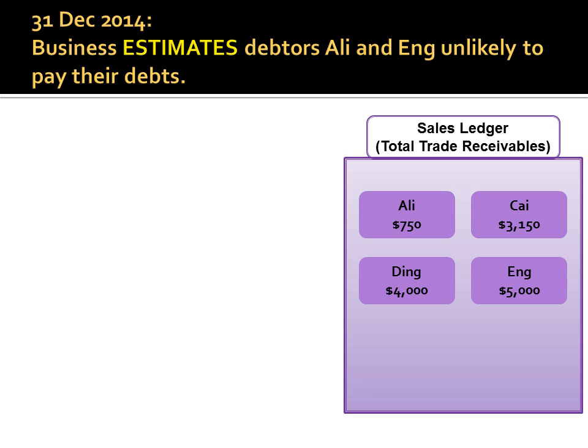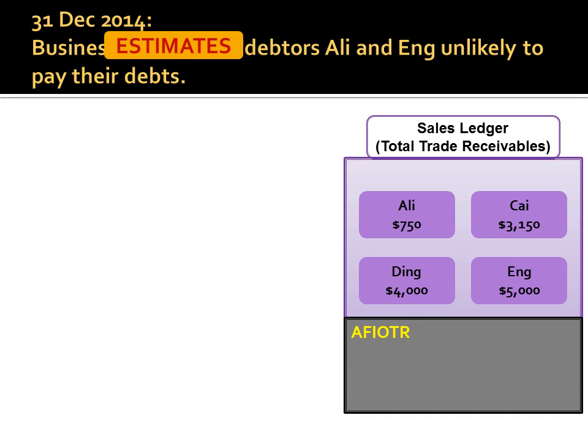At the end of the year, the business has estimated that 2 of the debtors are unlikely to pay their debts. When this happens, the business would record an impairment loss by putting these 2 customers in an account called the allowance for impairment of trade receivables. The allowance for impairment of trade receivables will consist of all the blacklisted customers of the business. As mentioned, this is only an estimation by the business.